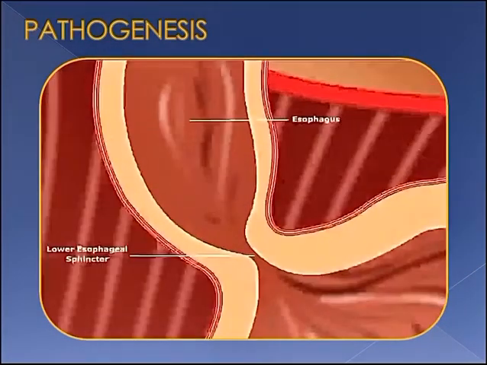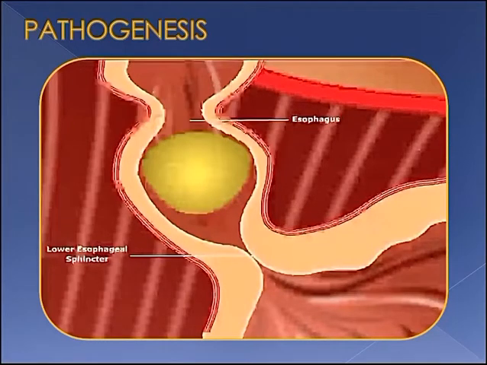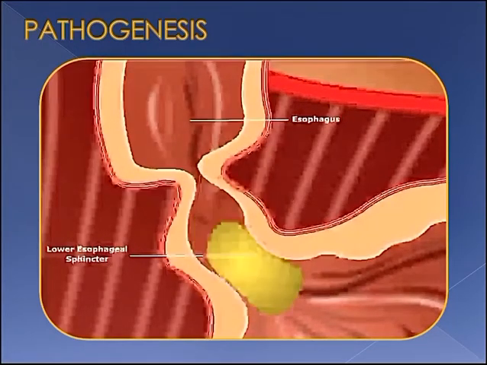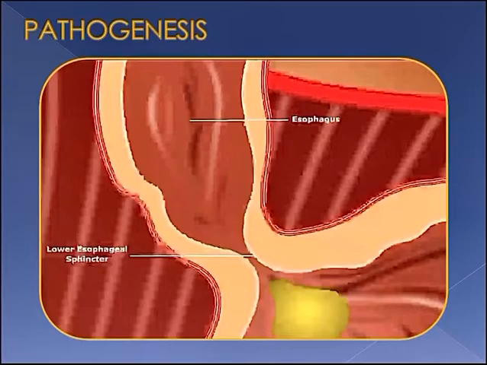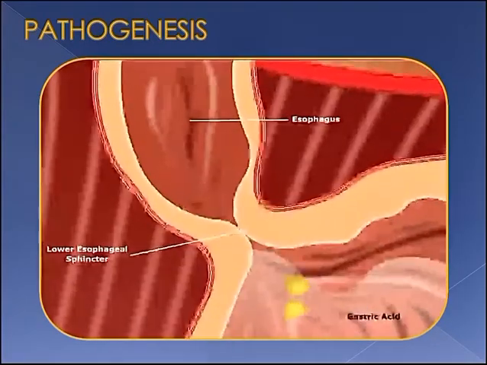See, the food is pushed down toward the stomach through a series of muscle contractions called peristalsis, and the lower esophageal sphincter acts as a barrier between the esophagus and the stomach. When functioning properly, the lower esophageal sphincter is normally closed. It relaxes briefly to allow the food to enter the stomach and then quickly closes again.